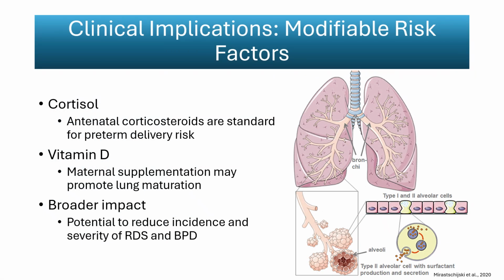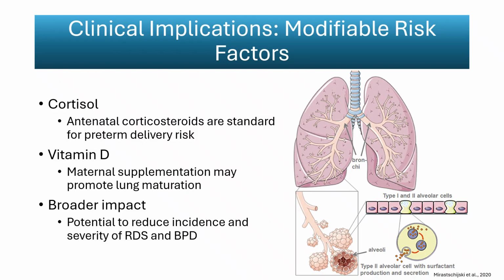Several factors that influence surfactant production can be modified to improve outcomes. Cortisol is the best established, and antenatal corticosteroids remain standard of care when preterm delivery is anticipated. They upregulate surfactant protein expression, accelerate phospholipid synthesis, and improve alveolar differentiation, directly reducing the risk of respiratory distress syndrome. Vitamin D supplementation during pregnancy may also enhance surfactant synthesis and promote alveolar growth, though human evidence is still emerging.